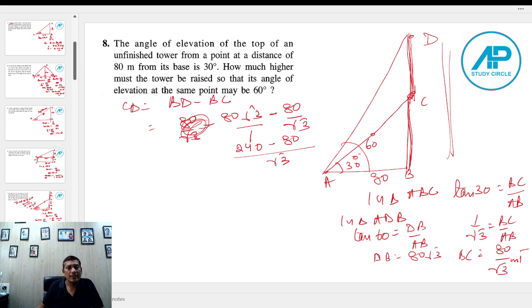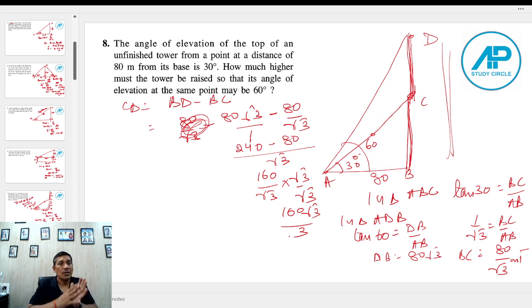That gives you outrightly 160 by root 3. Now rationalize it. We got 160 root 3 upon 3 as the answer. So how much high the building should be raised? It should be raised by 160 root 3 upon 3. I hope the question is clear. You can multiply 160 by root 3.